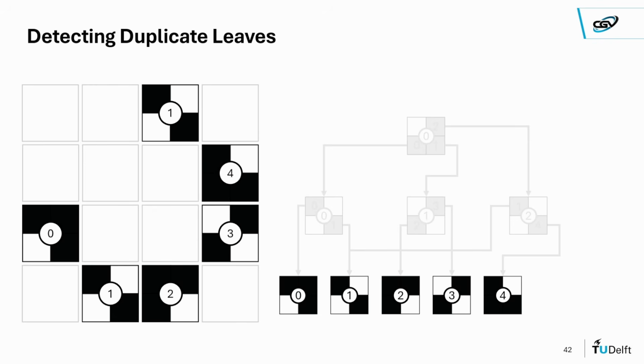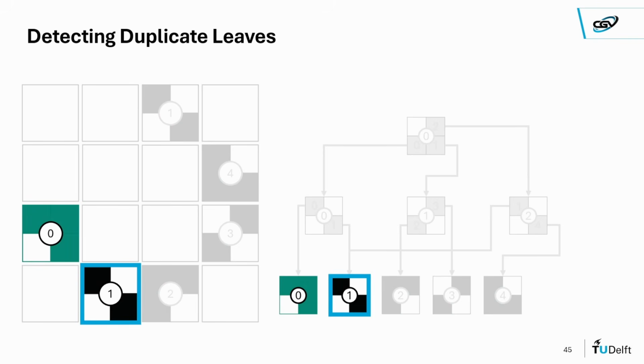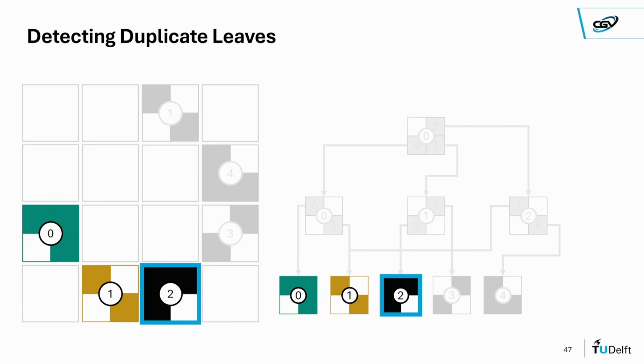So starting at the leaf nodes, we want to remove all of the duplicate leaves. And we're going to do so by simply iterating through the leaves in any arbitrary order and checking whether the leaf that we're currently visiting matches anything we've seen before. So let's have a look at what happens at leaf node number 2.